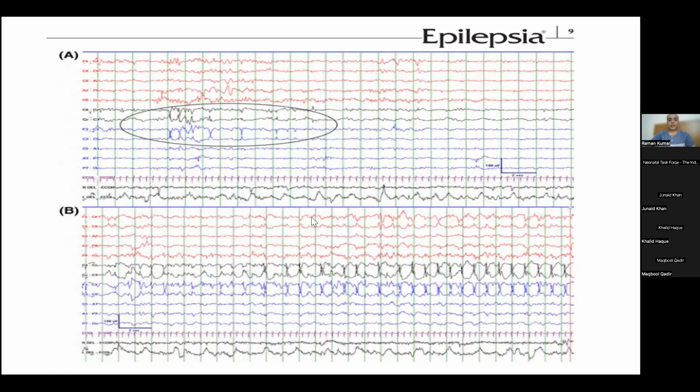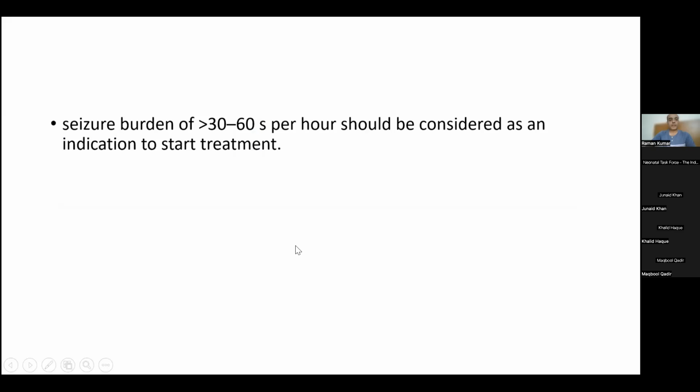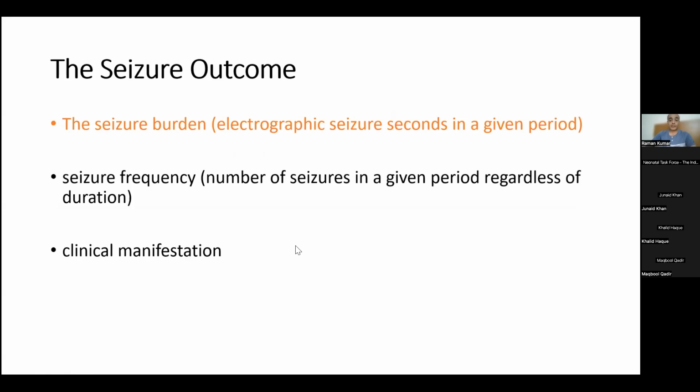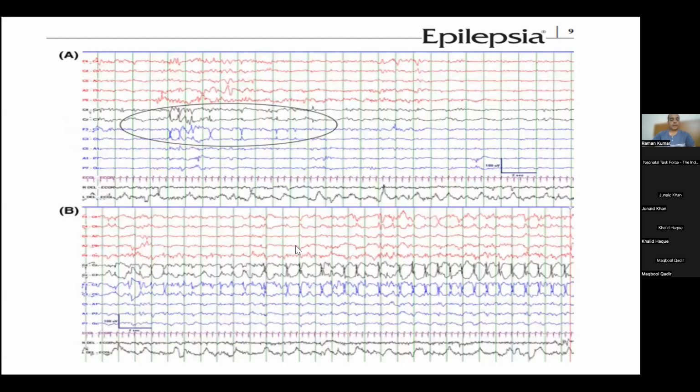But if you see in B, the whole thing is the black line. The black and the blue and purple ones are continuous. So it is more than 20 whole pages seizing. This is considered significant, where you need to start treatment. The important point I mentioned is the seizure burden, which is defined as the electrographic seizure seconds in a given period. This is very, very important.